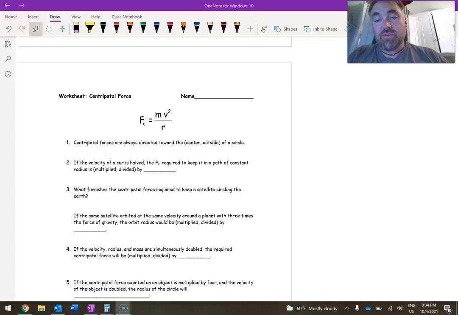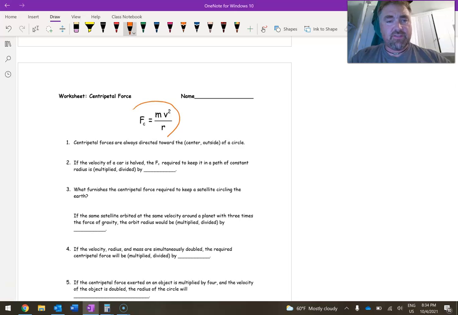Okay, in this video, we're once again going to be looking at centripetal force. We've talked about this before, how centripetal force causes circular motion. The centripetal force is always directed towards the center. The velocity is always going to be tangent to the circle. And so just going through, we've got 5 questions to solidify our knowledge on centripetal force.